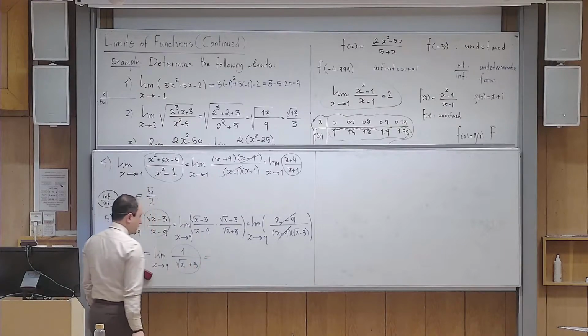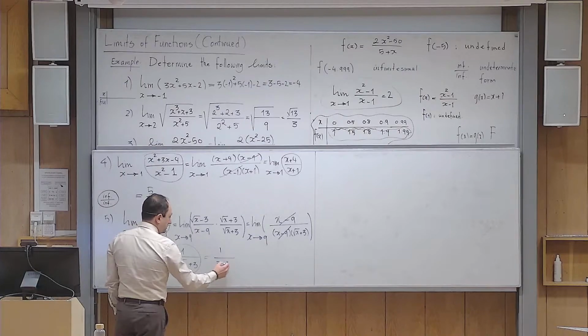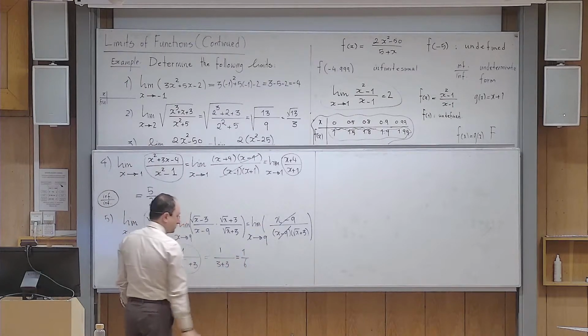Okay, so what can I write? I put 9 here, and I don't have any problem. So this becomes this. Square root of 9 is 3. So the answer is 1 over 6.